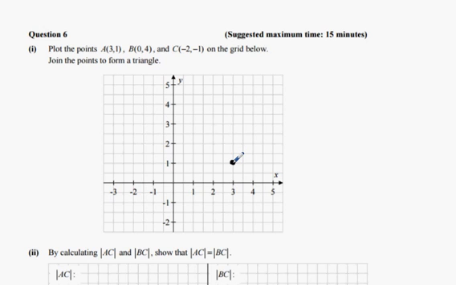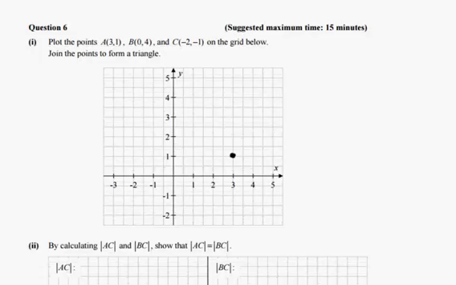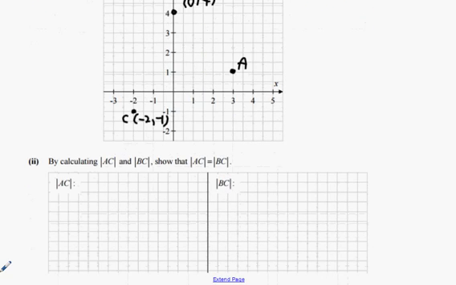After that, what's the next one? 0, 4. Yeah, 0, 4. That's B, and after that, which is here, that's C. Now, what do those 2 lines mean?